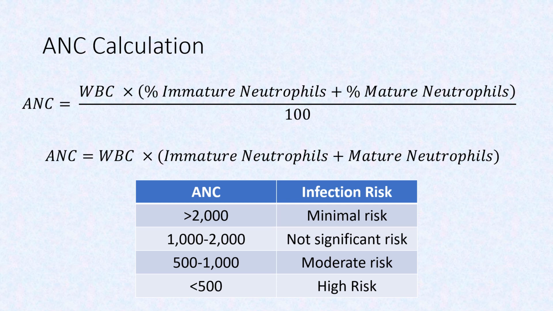The absolute neutrophil count, or ANC, is an estimate of the body's ability to fight infection. The lower the ANC, the higher the risk of infection. To calculate the ANC, the number of white blood cells is multiplied by the total number of neutrophils. The total number of neutrophils is the combination of neutrophils in their immature and mature form. The neutrophils are usually reported in percentages and entered into the formula as a decimal point. The results indicate the risk that an infection is present.